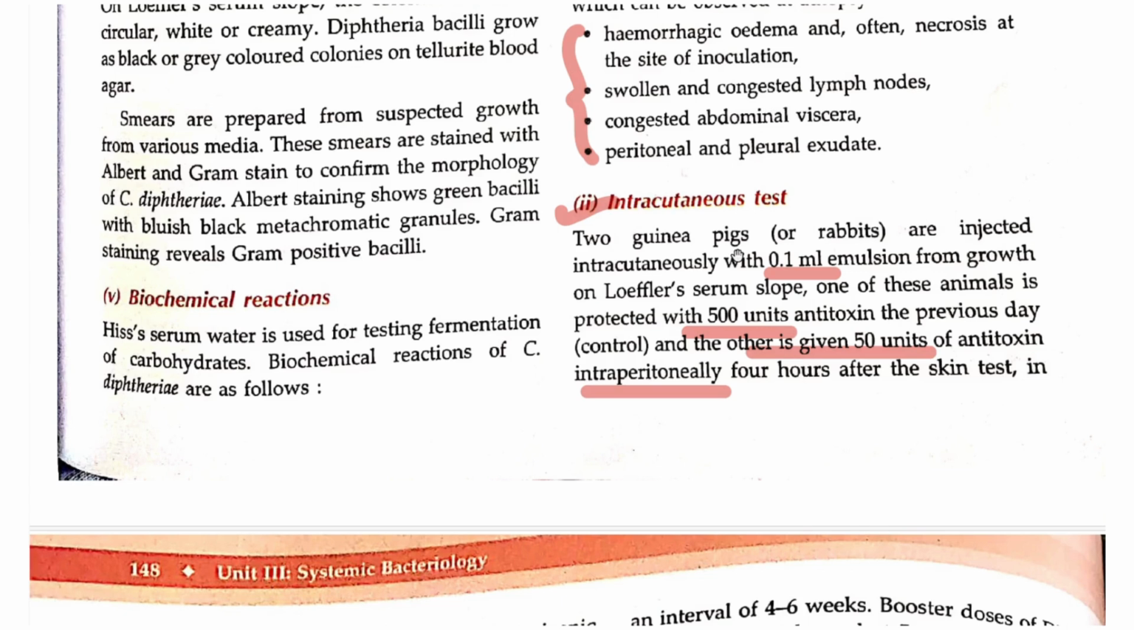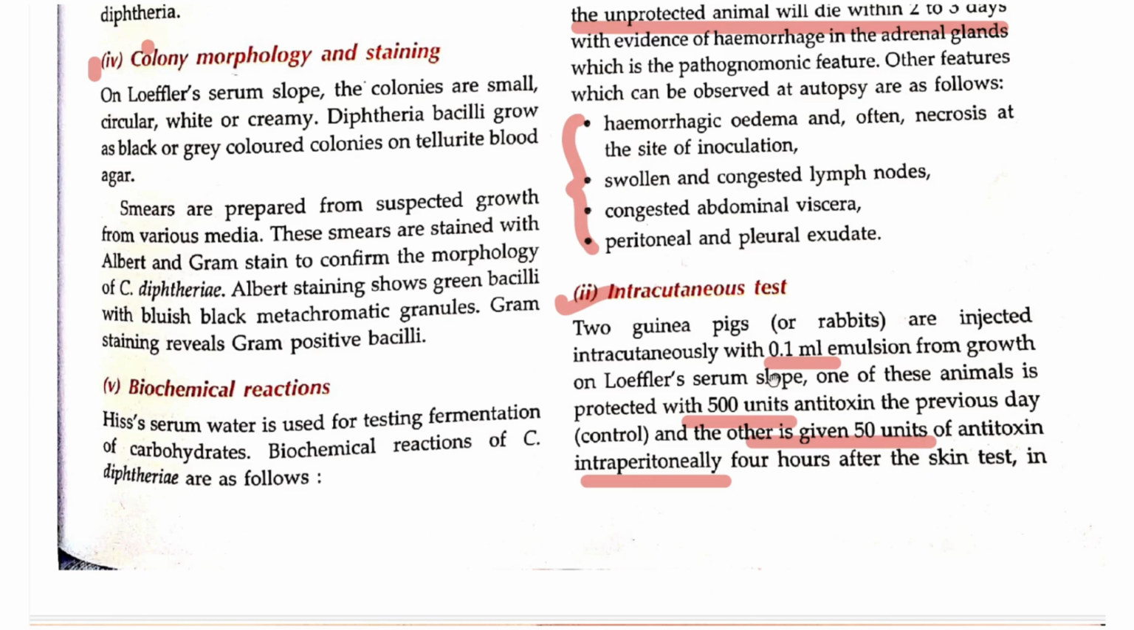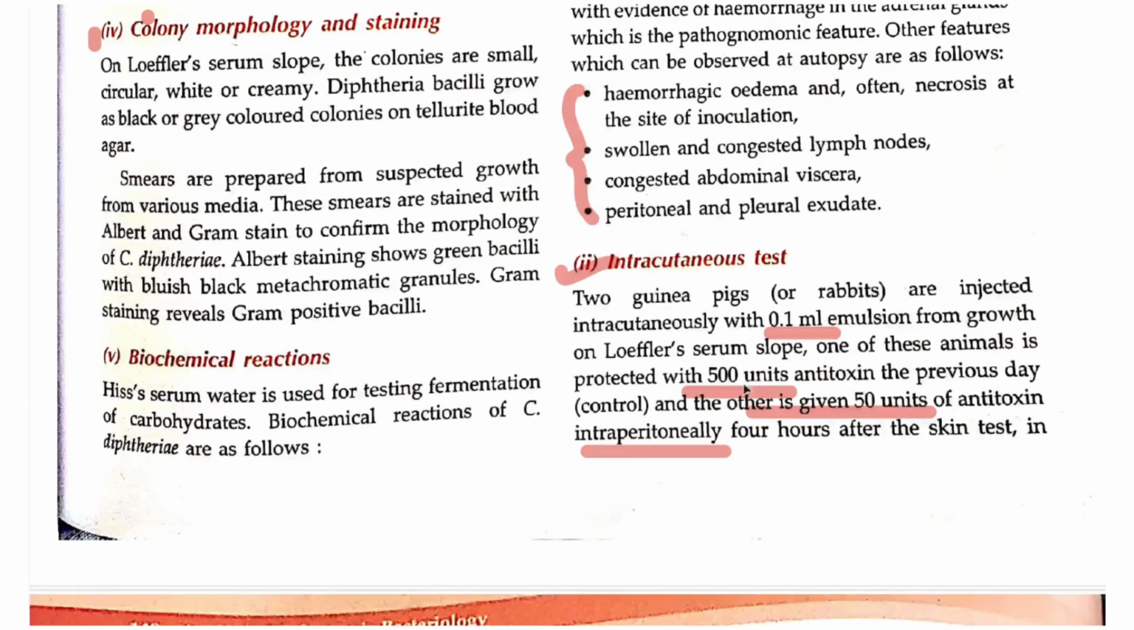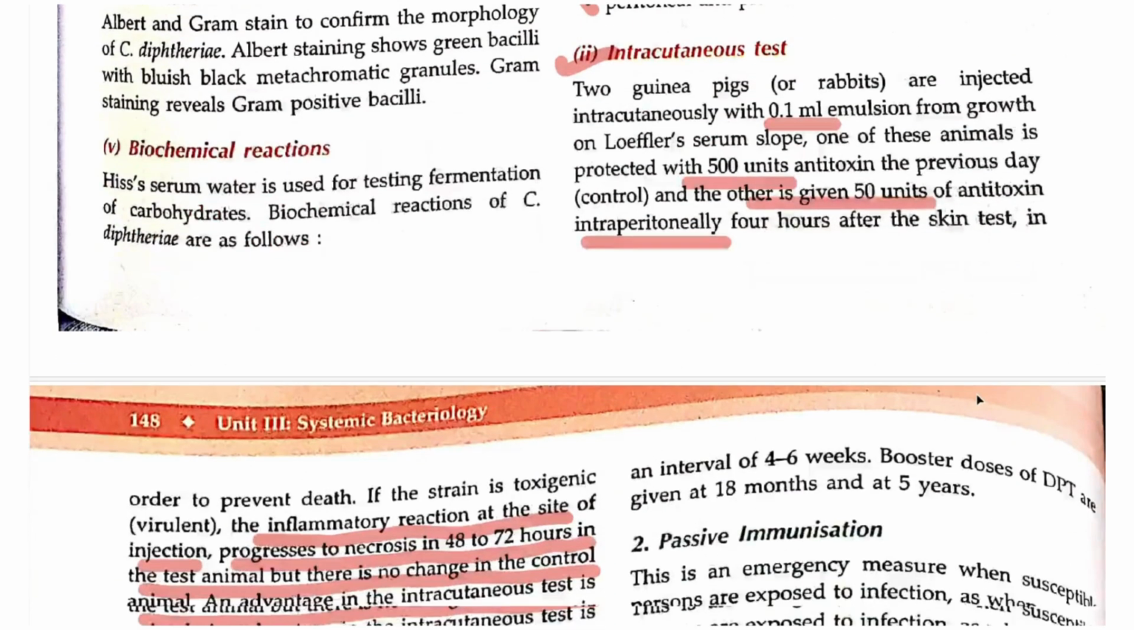In this test, 2 guinea pigs or rabbits are injected intracutaneously with 0.1 ml emulsion from growth on Loeffler serum slope. In the subcutaneous test it was 0.8, but in the intracutaneous test it is 0.1 ml emulsion. One of the animals is protected with the antitoxin the previous day, and the control animal is given only 50 units of antitoxin, whereas the other animal is given 500 units of antitoxin. The antitoxin is injected intraperitoneally 4 hours before the skin test.